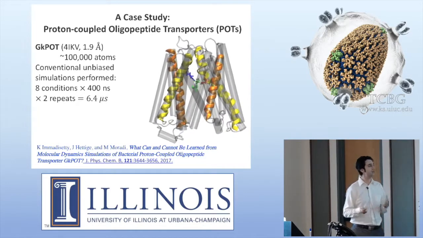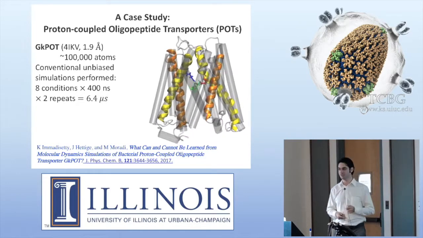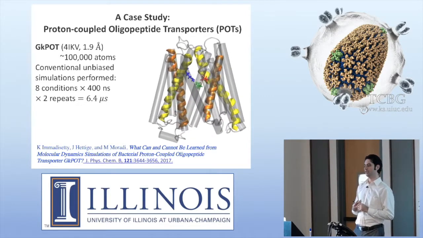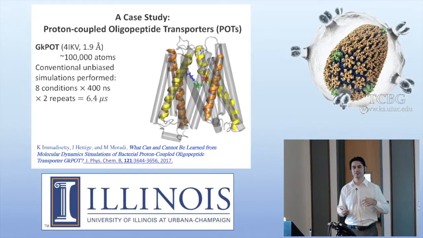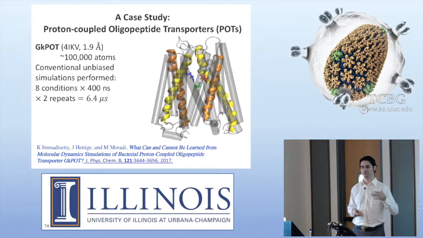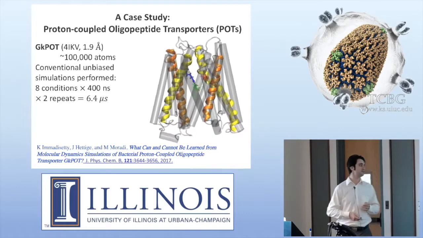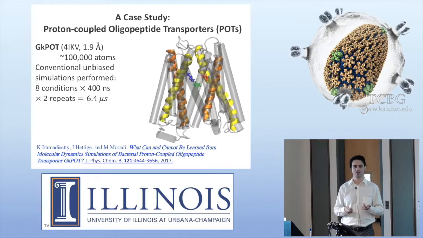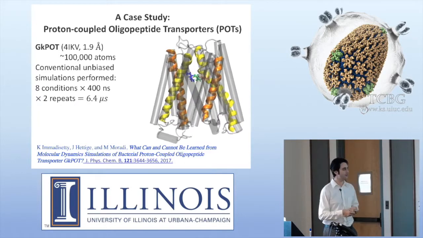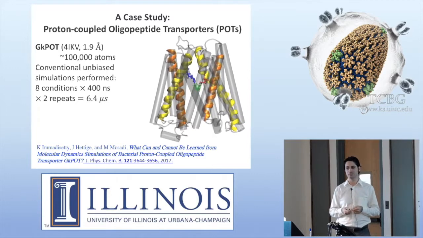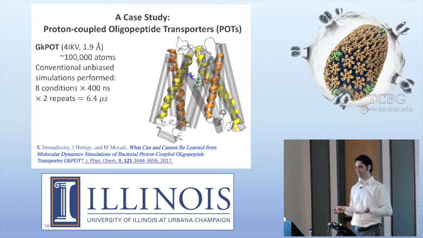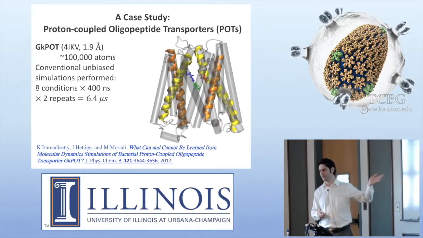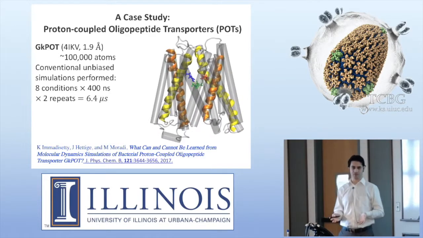So you want to try different conditions, and we did 8 different conditions, 4 with the proton and 4 without the proton, and then we had 3 different substrates: dialanine, diglutamate, and diphenylalanine. So different conditions. And we ran 2 copies of each simulation for 400 nanoseconds each. So a typical molecular dynamics study these days. And that's the typical methodology used for most of these proteins if you look at the literature.